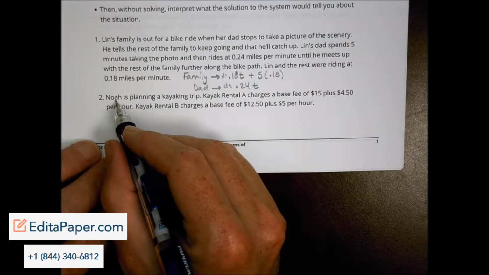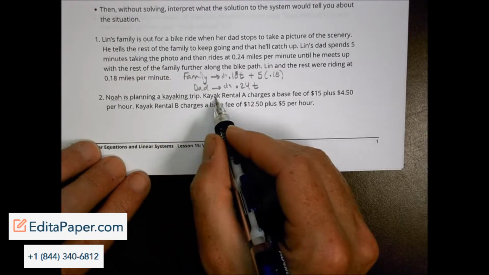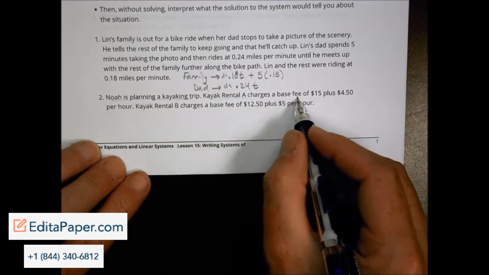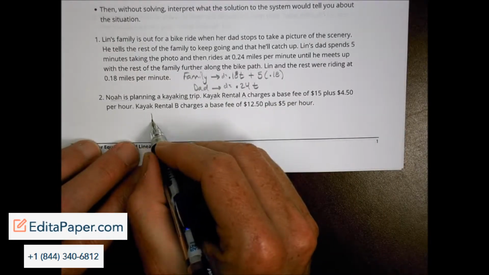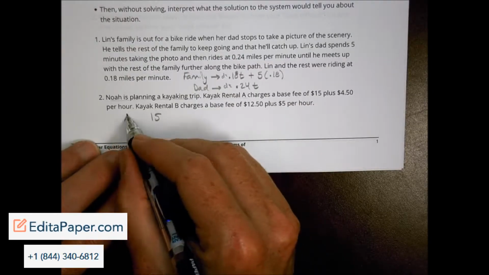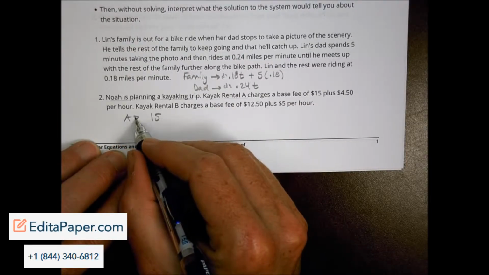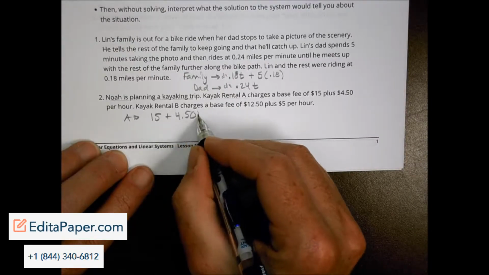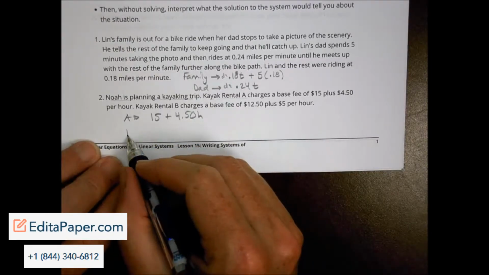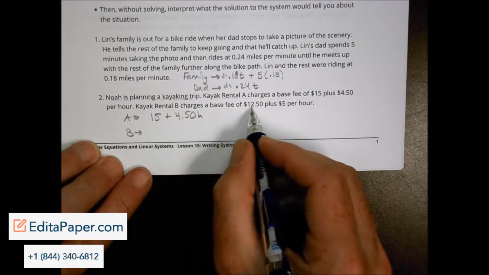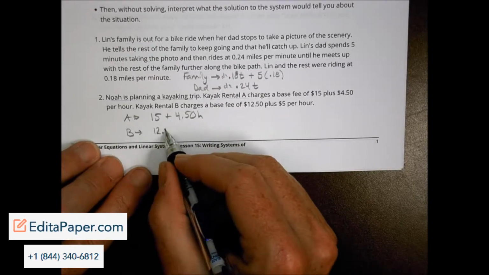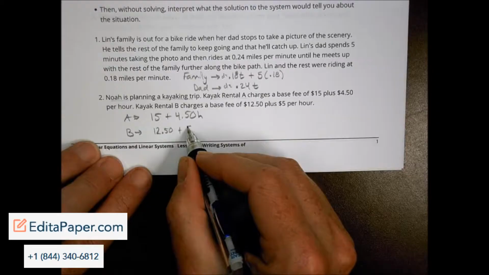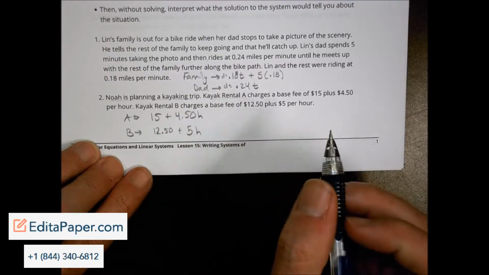It says Noah's planning to take a kayaking trip. Kayak rental A charges a base fee of $15. This is group A, right? They do $15 plus $4.50 every hour. That's their rate. Kayak company B charges a base fee of $12.50 plus $5 every hour.